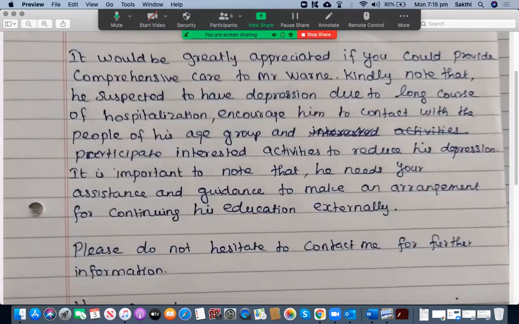Why are you saying "kindly note that he is suspected to have depression due to long course of hospitalization"? It's not a complete sentence. What you could have done is, instead of writing "kindly note that," you could have written: he is suspected to have depression due to long course of hospitalization, comma, please encourage him to contact people of his age group.